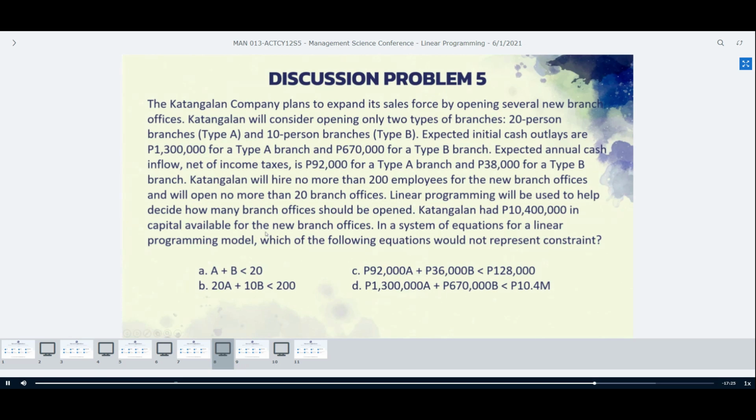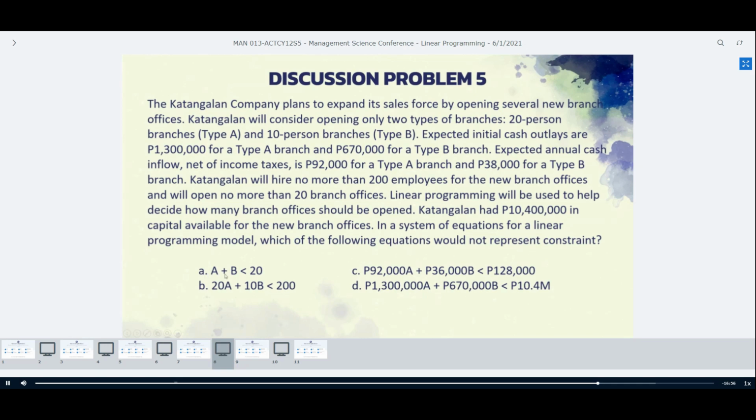In a system of equations for a linear programming model, which of the following equations would not represent constraints? Ano daw dyan yung hindi not. Sige. Siguro, ang gawin natin for this type of problem is yung process of elimination, no? Unahin natin yung letter A.